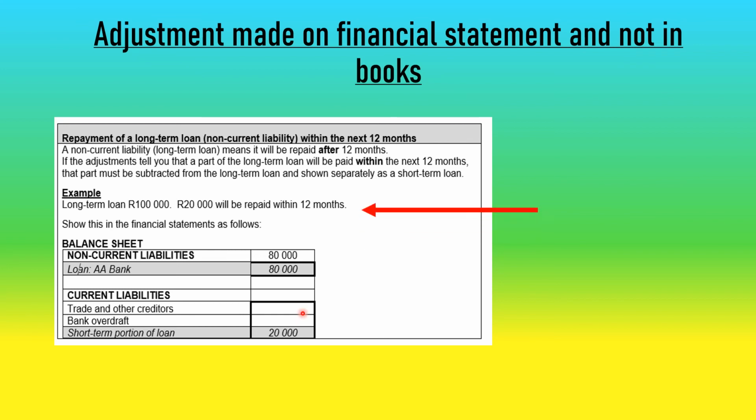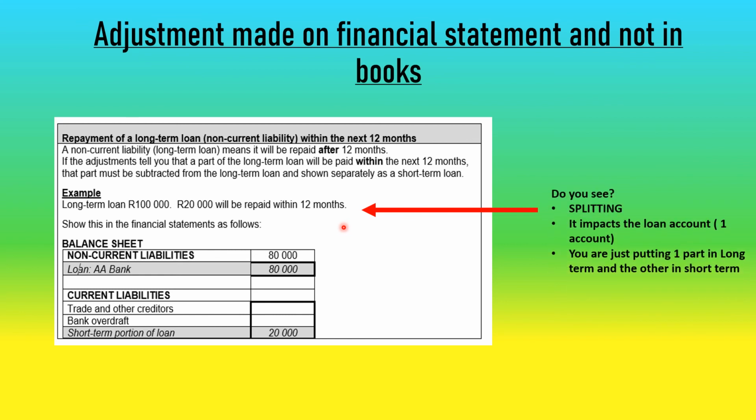Here you've got a loan for 100,000 and they're telling you 20,000 will be paid within 12 months. Therefore, you know the balance, the 80,000, will be paid later on after 12 months. You can see here on your balance sheet, 80,000 is under long term. The short-term portion of the loan is 20,000. You did not do a journal for it. You didn't debit or credit any accounts. You just simply split the loan amount into current and non-current. And that is what is known as an adjustment that is made on the financial statements and not inside the books.